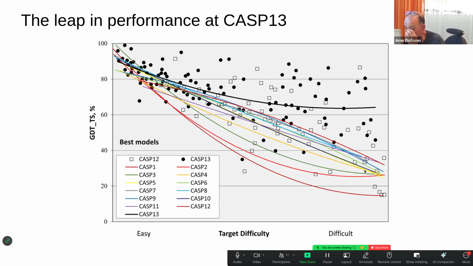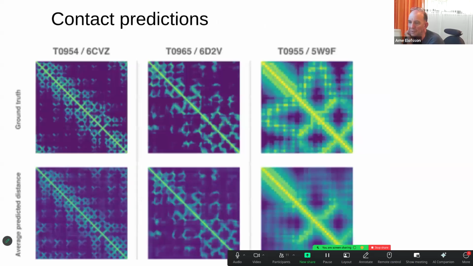And then suddenly in CASP 13, DeepMind introduced AlphaFold 1, and there was a big jump in performance. So suddenly we got up to 60% GDT_TS where early methods had more like 30% or 40%. So it was a big jump in performance.